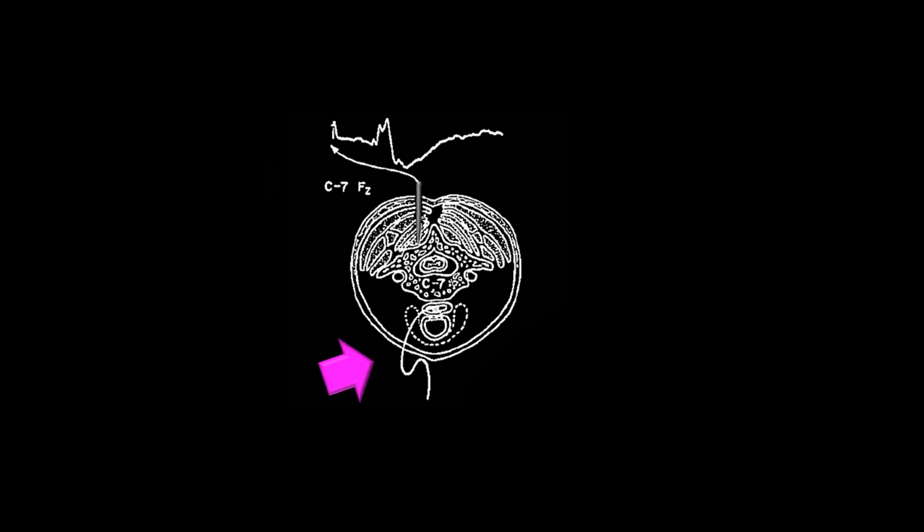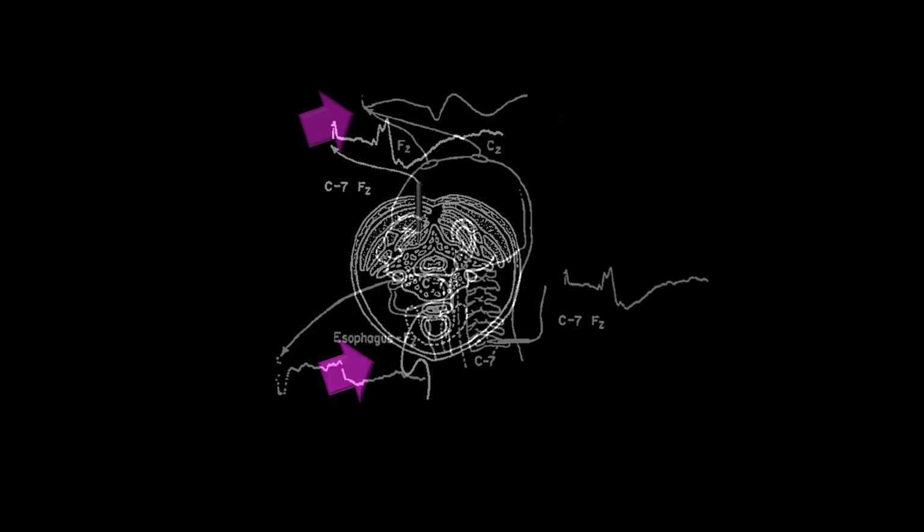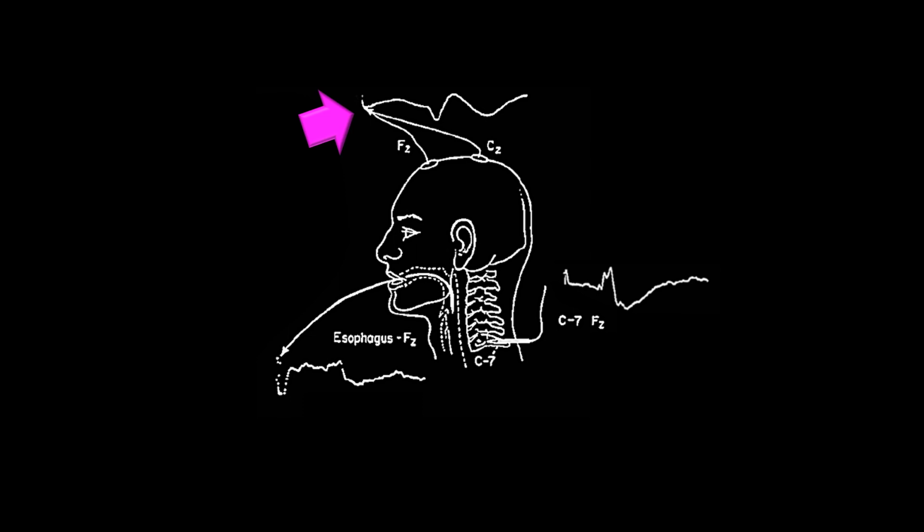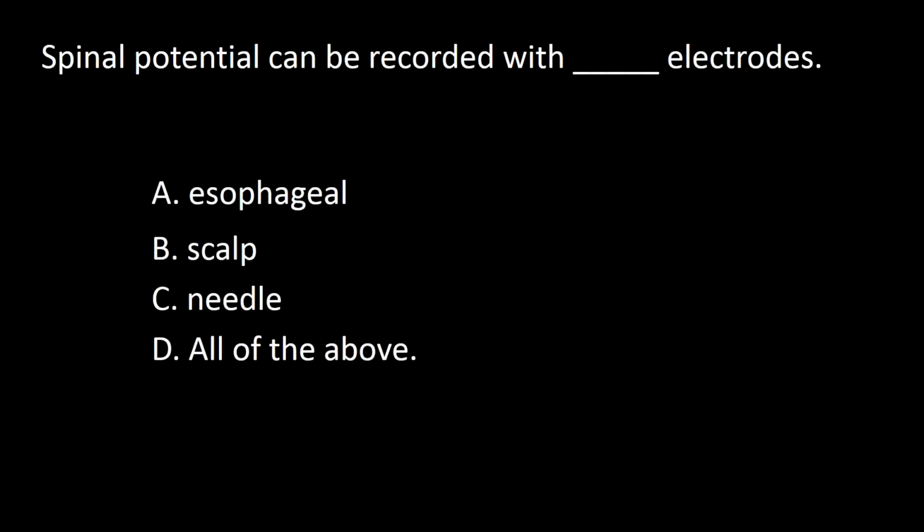As esophageal electrodes can be used. Also, with the scalp recording, we also get far field potentials from the spine. Therefore, they are also appropriate for a spinal recording, but only of those far field potentials. So the answer to this question is D.